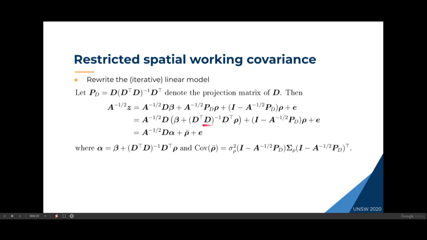Then I'm going to do a little bit more of a reparameterization so that I essentially end up with A minus a half Z equals A minus half D alpha plus rho bar plus E, where alpha is beta plus some additional quantity, and rho bar is, you could argue, a residual projected spatial effect, and it has this particular covariance here.